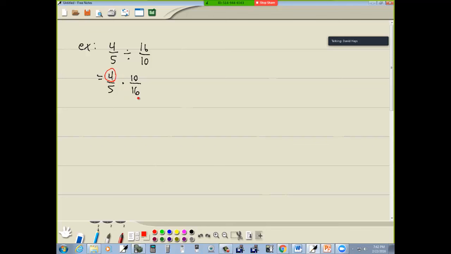Well, remember in multiplying, we see if we can divide a number on top and a number on the bottom by the same number. These are both divisible by 4. 4 divided by 4 is 1. 16 divided by 4 is 4. So I got 1/5 times 10/4. And here we got a 5 and a 10. Again, only guideline is one's on top, one's on the bottom. You can divide them both by the same number. These are both divisible by 5. 5 divided by 5 is 1. 10 divided by 5 is 2.